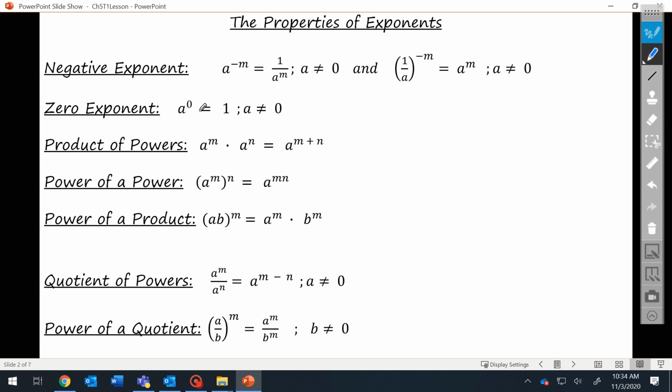Zero exponent: anything to the 0 power is 1. So 2 to the 0 power, 1. 3 to the 0 power, 1. Anything to the 0 power is 1. Product of powers: when you multiply the same base with different exponents, you add the exponents. An example of this would be 2 to the third power times 2 to the fourth power is 2 to the seventh power.